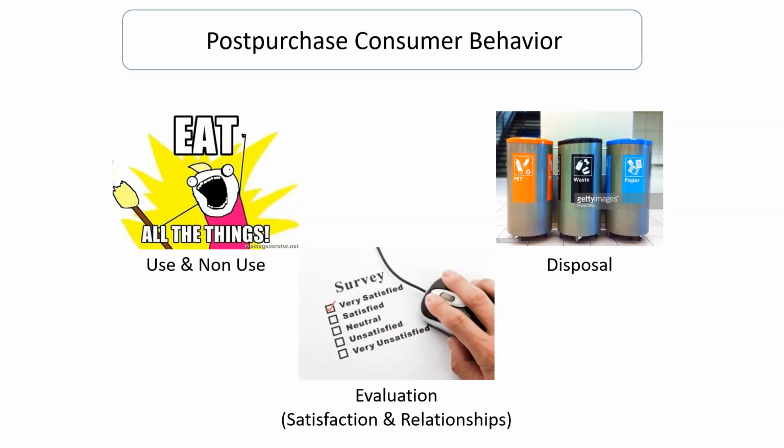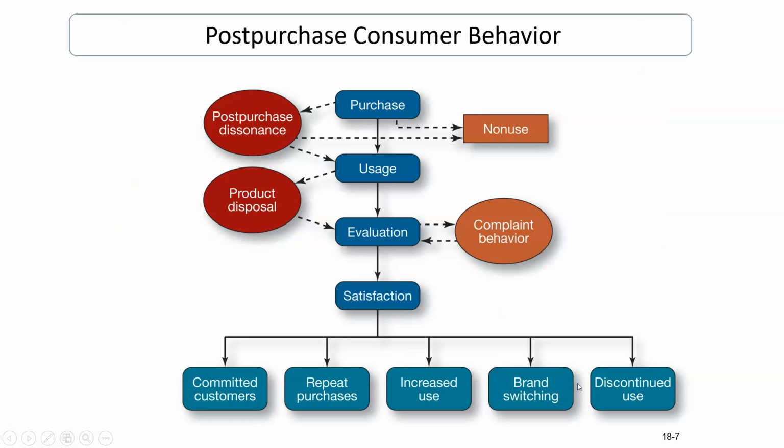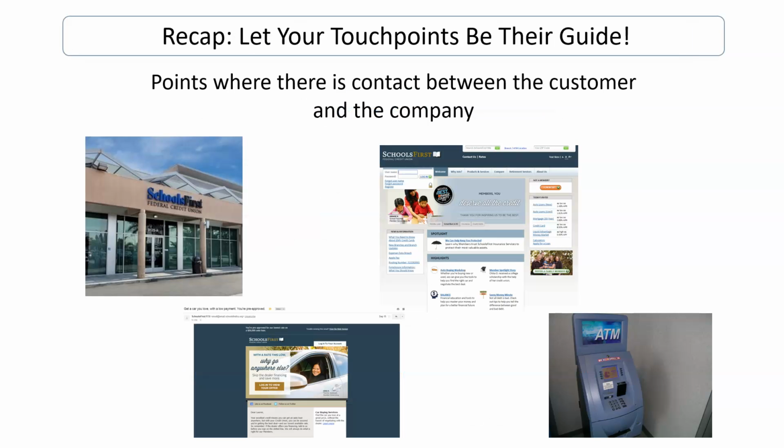So in sub, 3 big categories of activities we'll cover for the post-purchase stage: use, disposal, and evaluation. So here's a table to consider the different pathways consumers may take after purchase. And you'll notice that embedded in these are those 3 components of the attitudes: the cognitive belief, behavior, and affect. And again, our friend the touchpoints are key to this stage because there are multiple times in which they might use and evaluate you. So let your touchpoints be their guide.